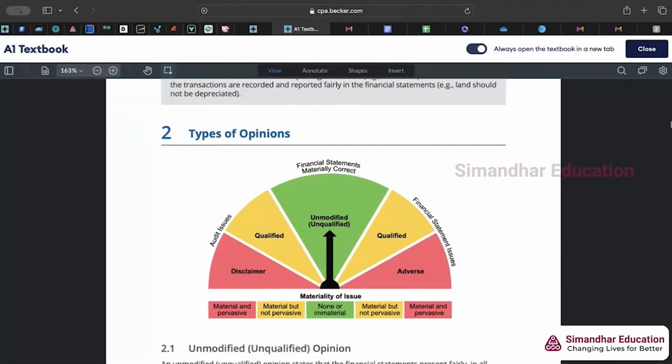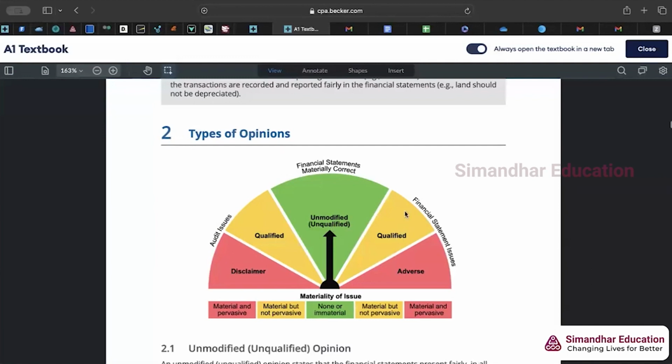Okay, now, when we are talking about financial statements, we are going to talk about two ways, whether they are in accordance with GAAP and whether you were able to audit it or not. If it is in accordance with GAAP and you were able to audit it, then there is no issue found. That means you're going to give a clean opinion, which is called an unmodified or unqualified opinion. Anything else other than this is a modified opinion.